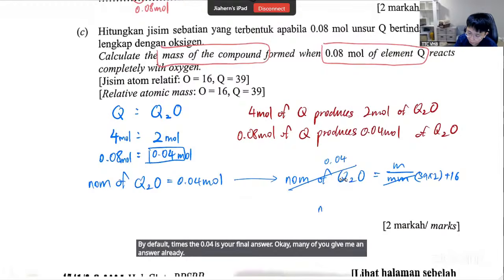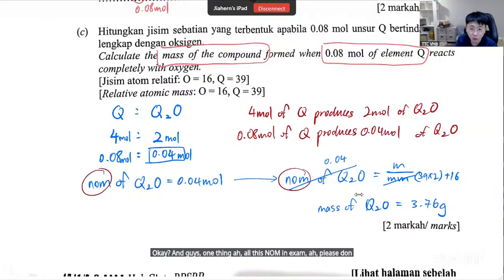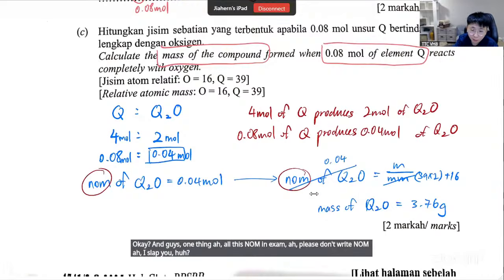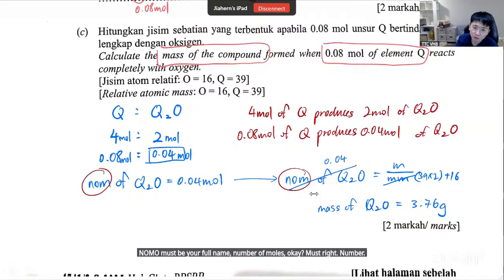So guys, in the exam, please write in full. So the mass of K2O is equal to 3.76 gram. With the unit gram, very important. And guys, one thing, in the exam, please don't write NOM. NOM must be the full name, number of mole. Must write number of mole. If not, the teacher can deduct a mark. Don't write NOM.